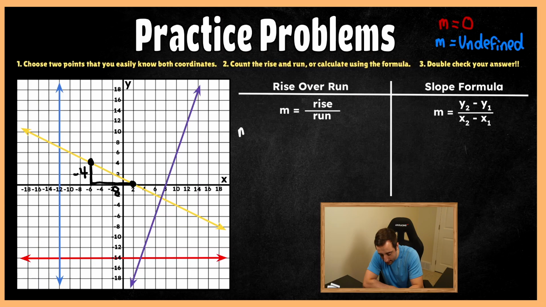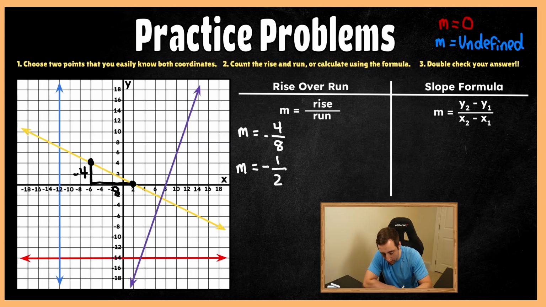So let's calculate that. M equals negative 4 eighths. 4 and 8 are both divisible by 4. So we get M equals 4 divided by 4, you get 1 up top. 8 divided by 4 is 2. And our slope is going to be negative 1/2 for the yellow one.